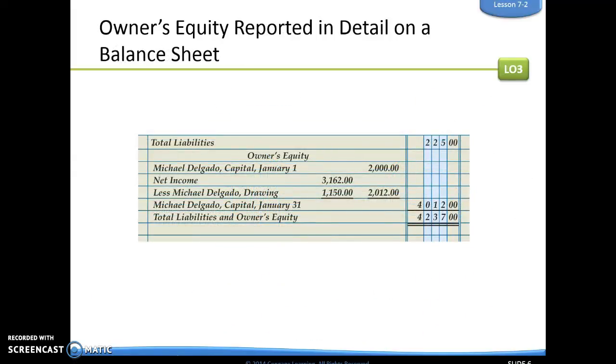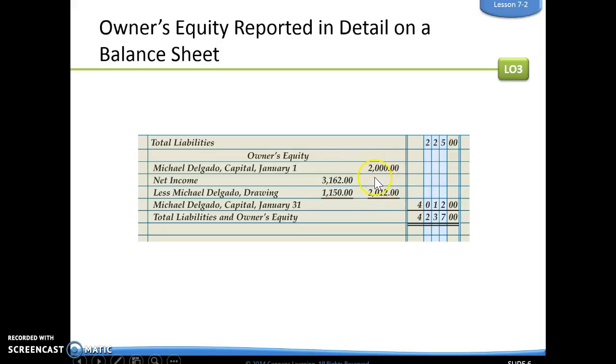Now, here's going to be the difference. If you noticed on that last one, and I'll go back to it, they had nothing about drawing on our last one. Here's how they figured out that number. So here's our owner's equity section, but they've broken it down for us. Here's our capital at the beginning, $2,000. And then we took our net income minus our drawing, because remember, drawing is money that the owner is taking out of the business. So even though we had a net income of $3,162, we have to subtract the drawing that the owner took out. So we're going to subtract those two numbers to get 2,012. That means our net income is actually $2,012 after that drawing was taken out of the business.